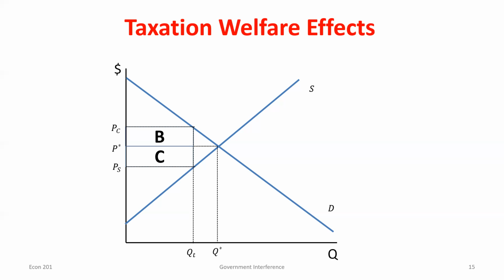This rectangle here would represent what? Well, producers are no longer receiving that surplus. So it's producer surplus that has now become part of tax revenue. So you can see tax revenue, some of it comes from producers, some of it comes from consumers. Right? Both parties are being hurt by this tax.